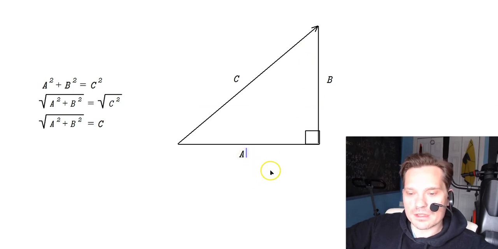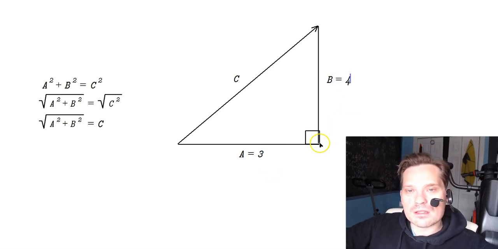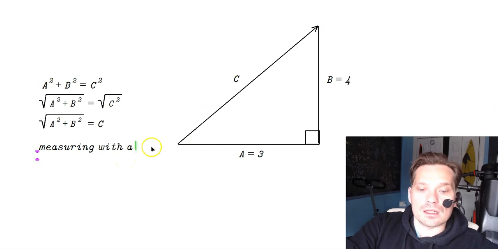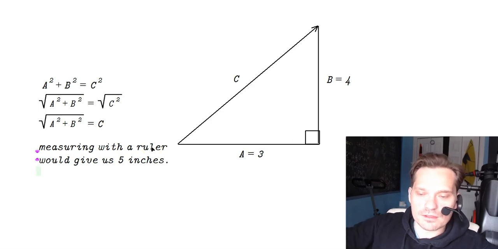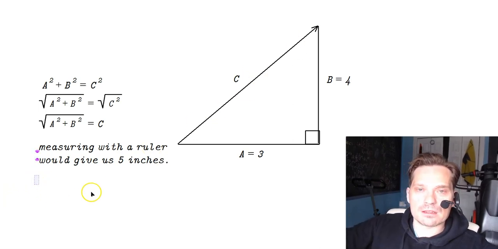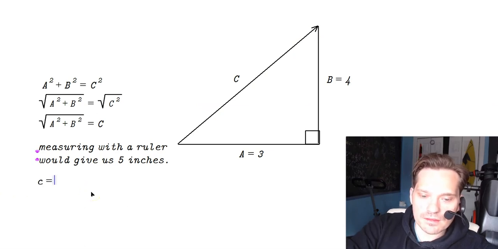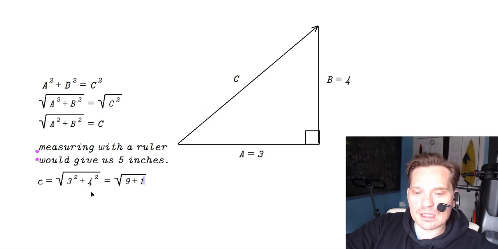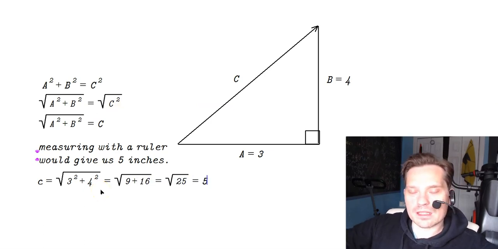Now you can try this with some numbers. For example, set this to be 3 and this to be 4. Measuring with a ruler would give us 5, say, inches for the length of c. Mathematically, look what happens. C, the length, would be equal to the square root of 3 squared plus 4 squared, which is the square root of 9 plus 16, which is the square root of 25, which is 5. So in that case, the Pythagorean theorem and a ruler measurement would agree. You can check for yourself.